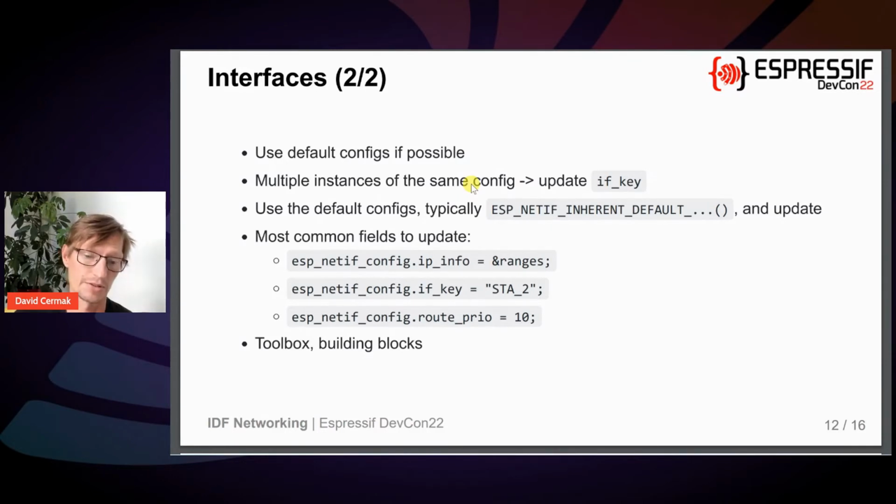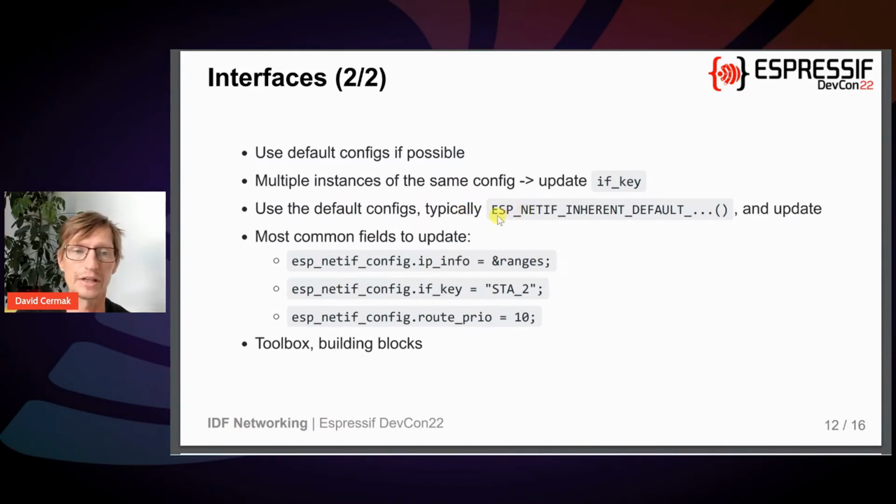This point is very useful for Ethernet interfaces because we can have as many Ethernet interfaces as we like. We could add SPI Ethernets together with one internal Ethernet for ESP32 only, for other devices SPI Ethernet, and we can reuse the configuration for the default Ethernet, but we need to update the name or the key of the ESP-NetIF.